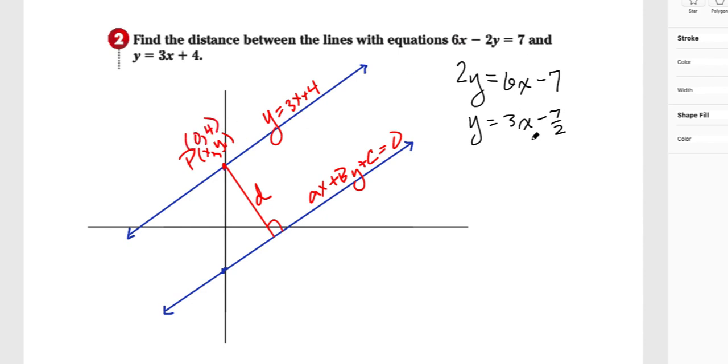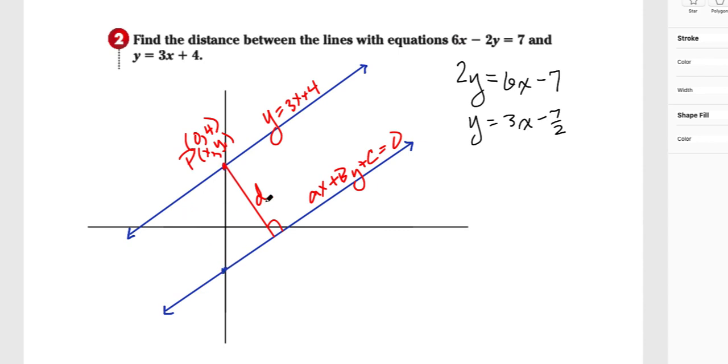Not that this would be bad. This would just be 0, negative 7 halves. If we were to use, let me do this in green, if we were to use this point and talk about this distance here, it would be basically the same idea. But I just felt like this was a more convenient point.